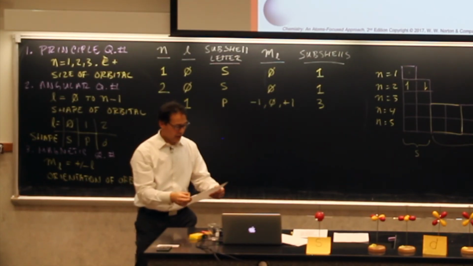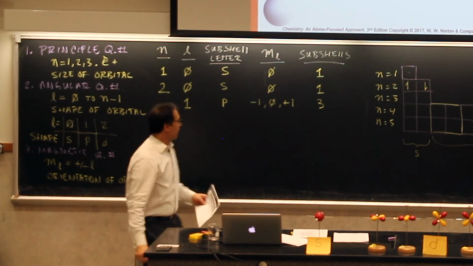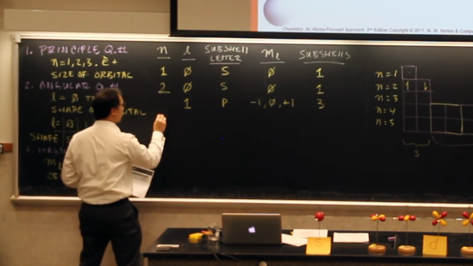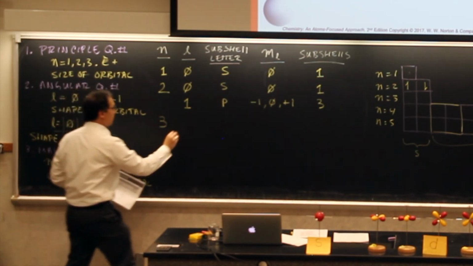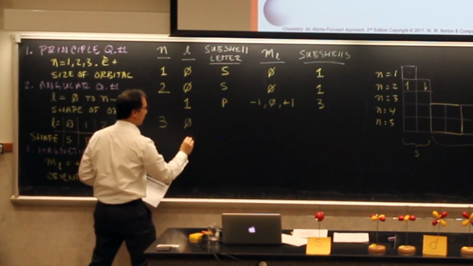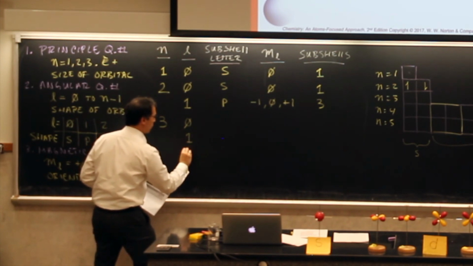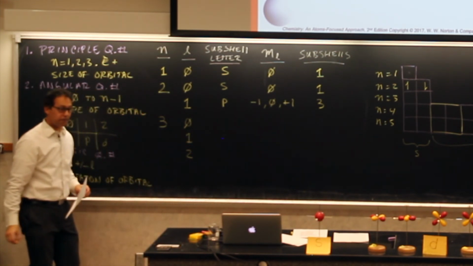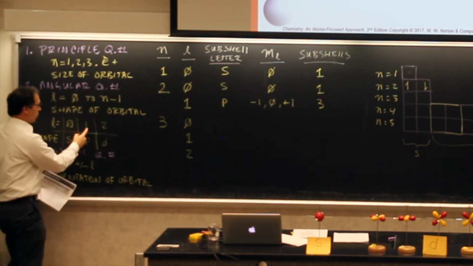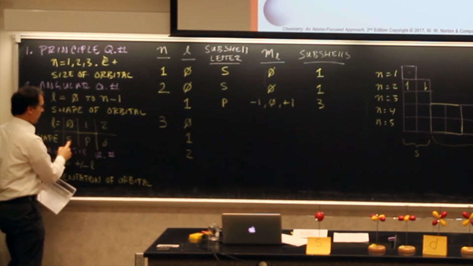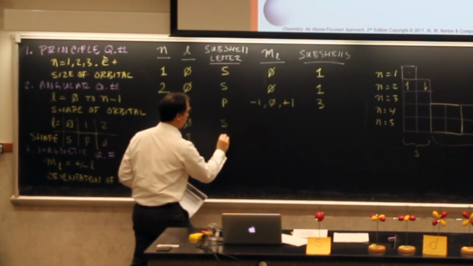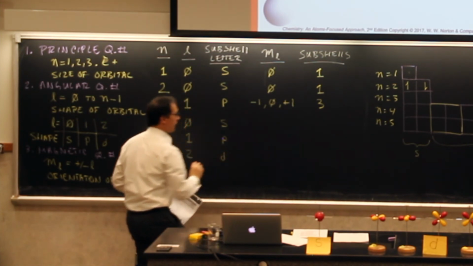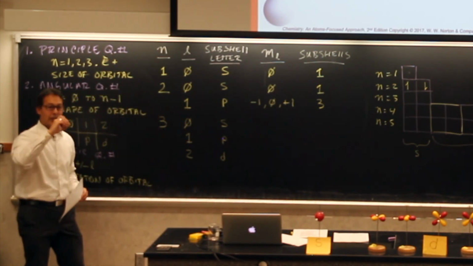Because now we're going to get into the d orbital. So if n is equal to 3, then L is going to be equal to 0, 1, or 2. So that's going to be S, P, and D.